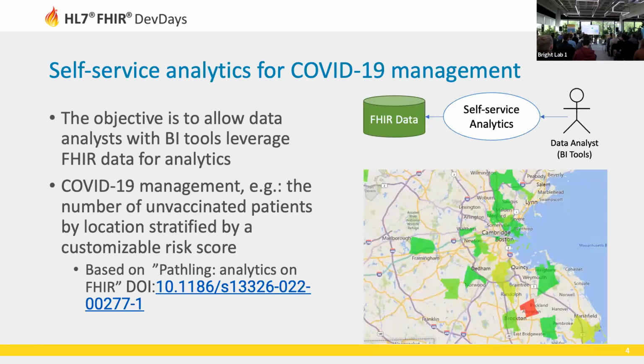So the scenario for today is what we call self-service analytics. We have some data analysts that have some knowledge of SQL and maybe tools like Power BI or Tableau, and we want them to be able to leverage FHIR in their analytics. Specifically, we'll be thinking about doing some form of COVID-19 management. We would like them to be able to define some customizable risk score for COVID, and then be able to answer questions such as how many people with different risk scores are in different locations, or which areas are the most exposed to COVID-19, essentially simplifying, being able to produce something like this, some kind of heat maps that show us what the risky areas for COVID-19 are.